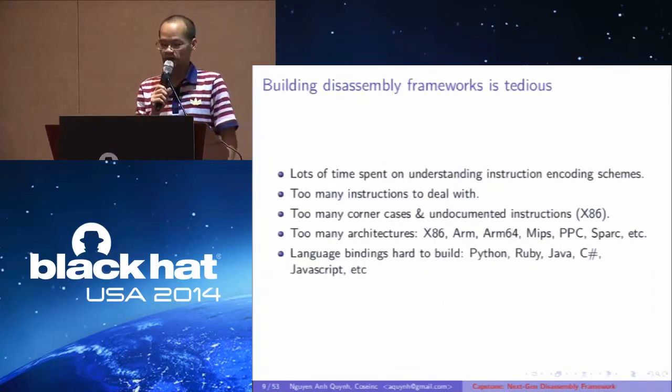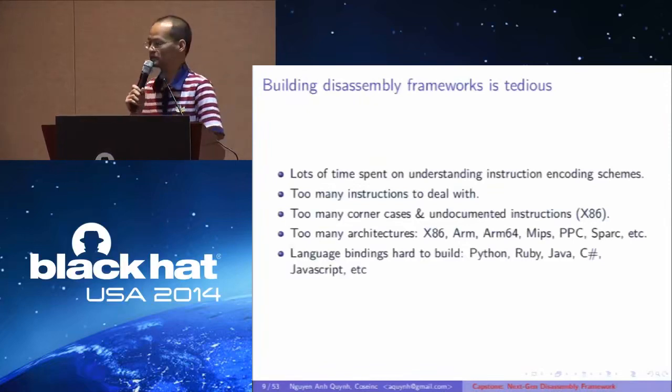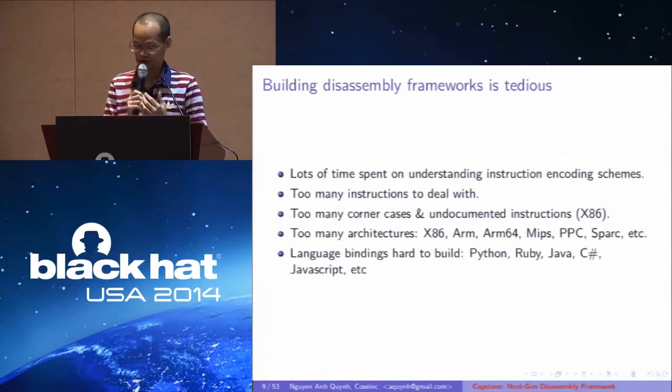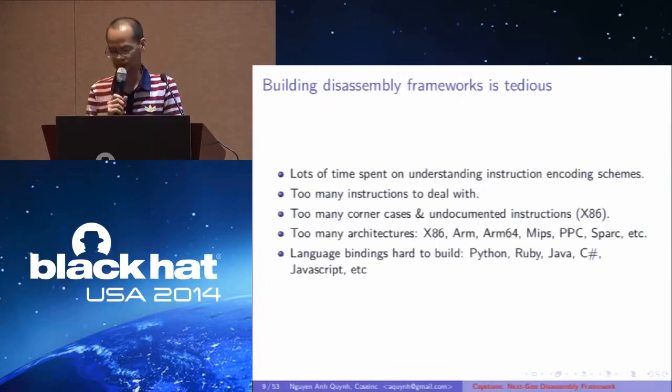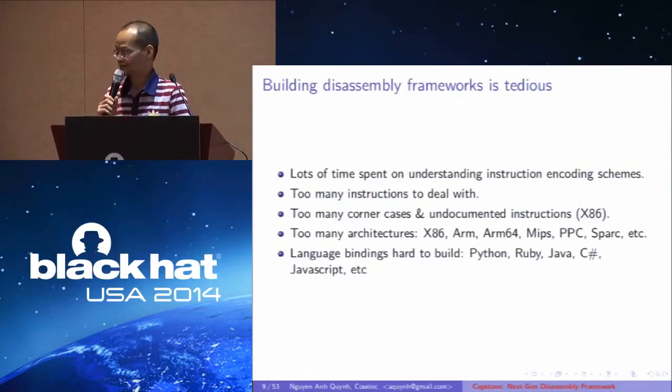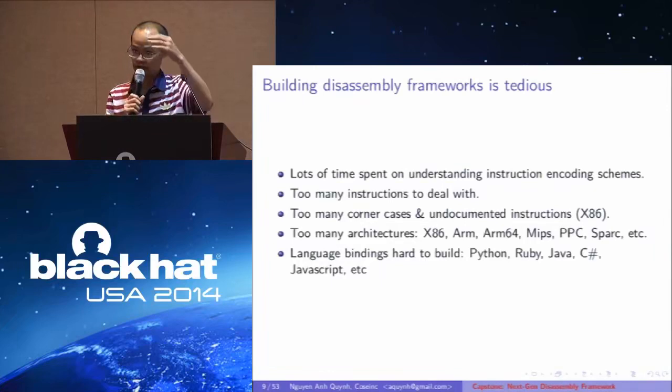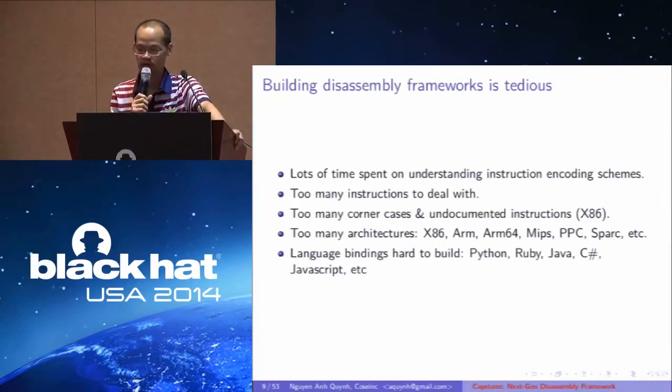Okay, we all know that building disassembly frameworks is very tedious. You need to spend a lot of time understanding the encoding schemes and the instruction set. And sometimes there are many instructions to deal with. For example, x86, the latest version, has over 1,300 instructions, and you need to understand all of them. And in some architectures, like x86, there are many corner cases and many undocumented instructions. Still, you need to handle all of them.